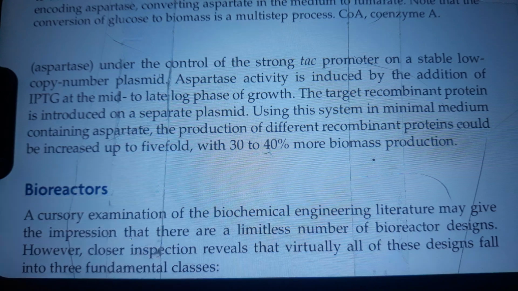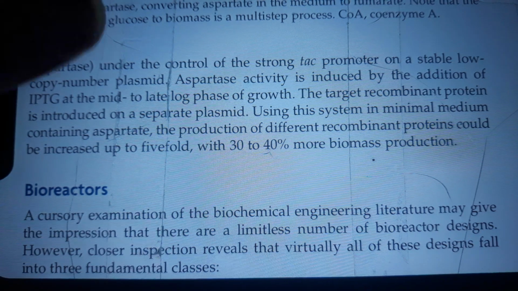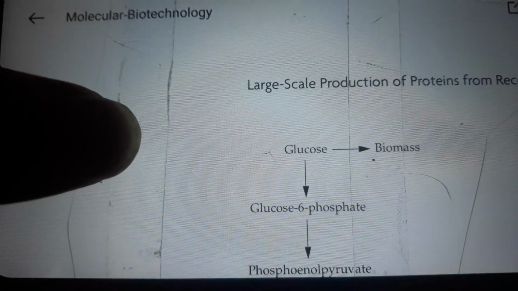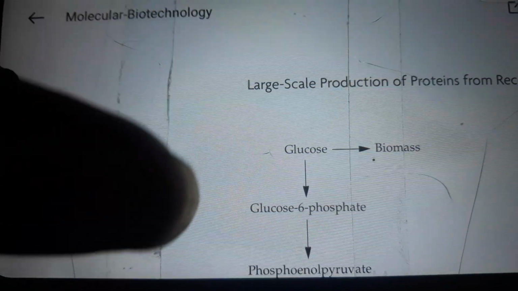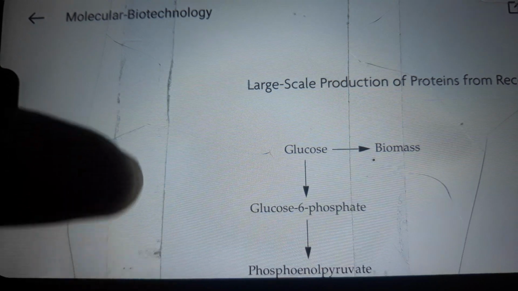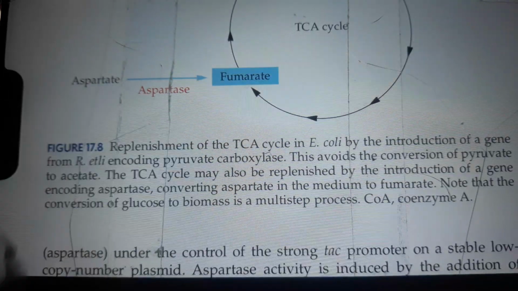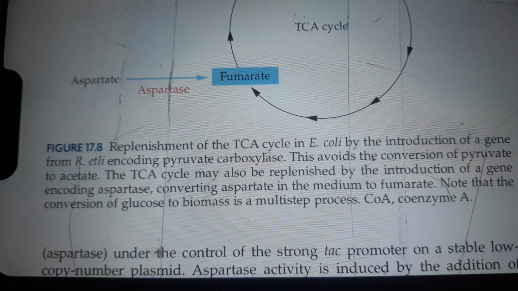So we're on to the continuation of the former lecture on large-scale production of proteins from recombinant microorganisms. Now this is a figure of the replenishment of the TCA cycle in E. coli by the introduction of a gene from R. etli encoding pyruvate carboxylase. This avoids the conversion of pyruvate to acetate.